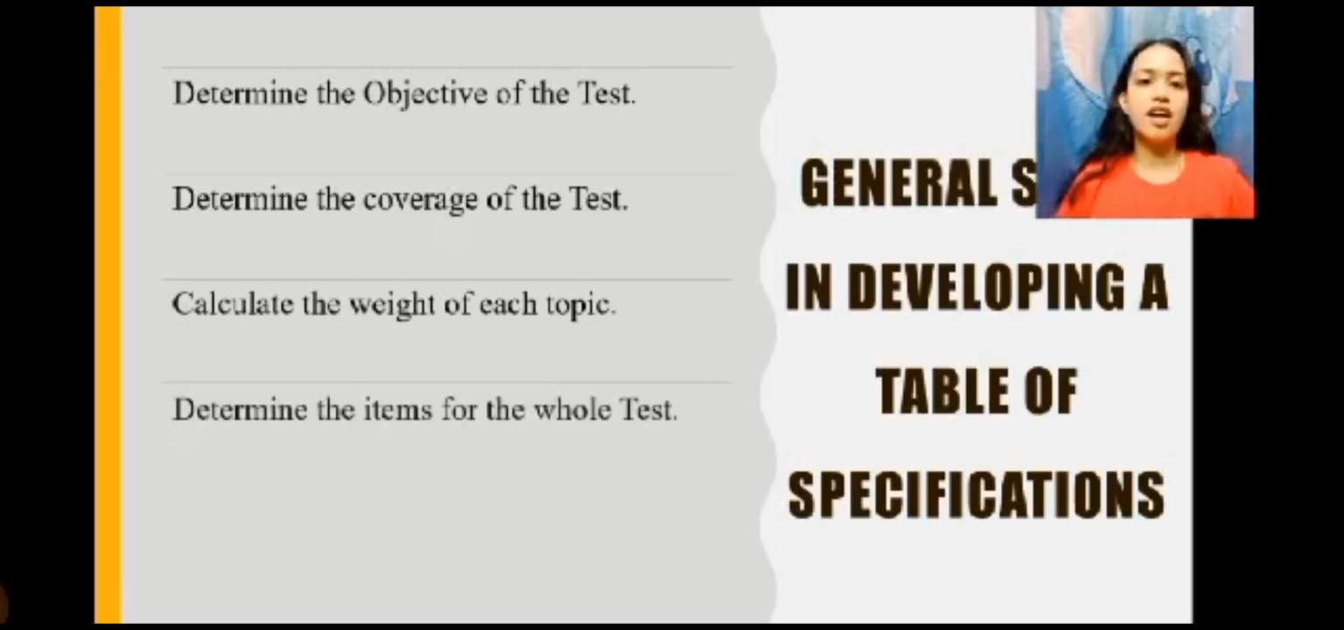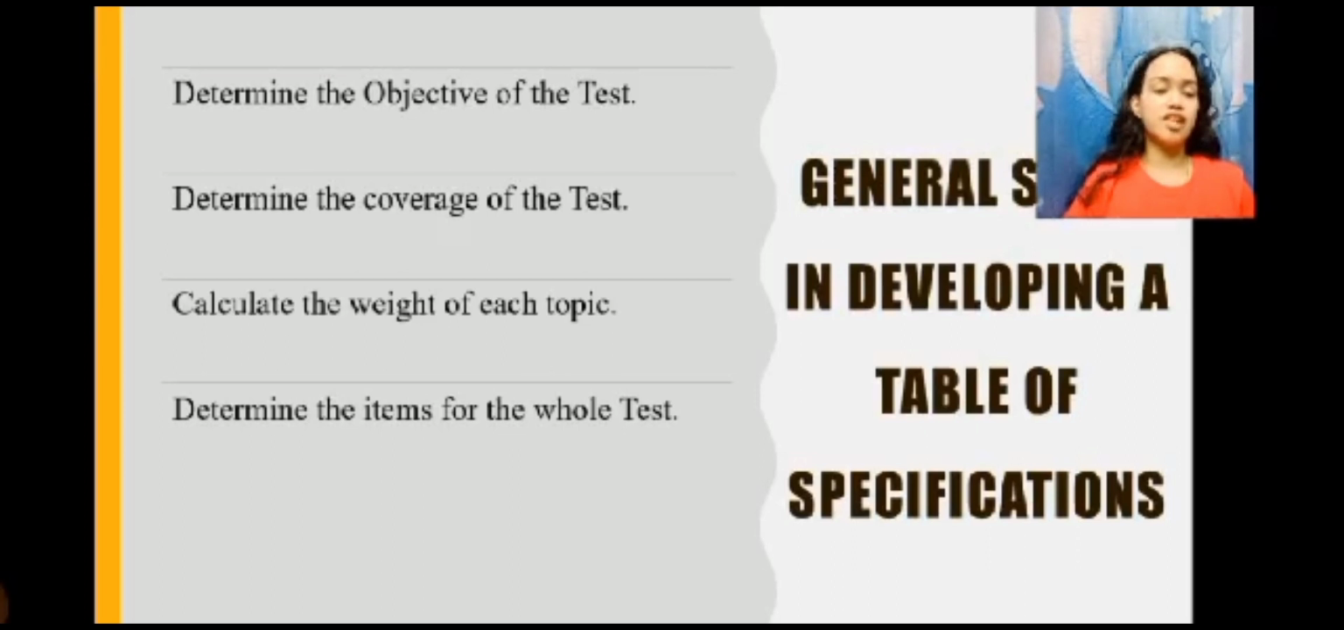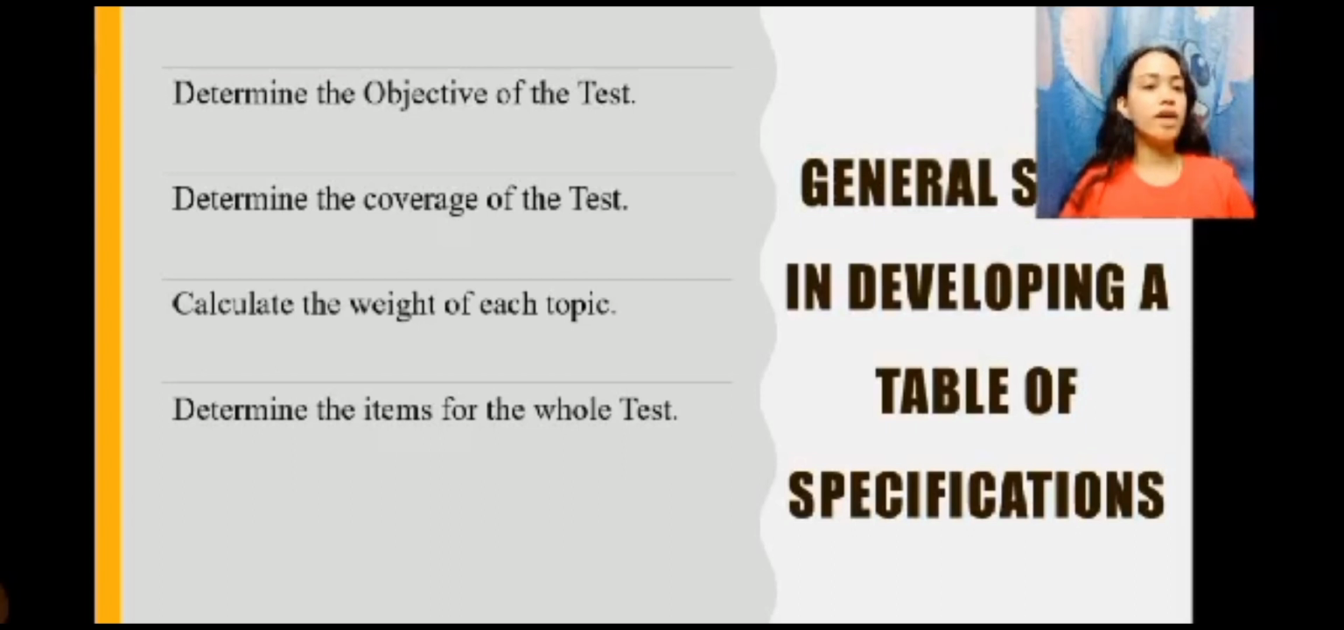Next is determine the test items for the whole test. The amount of time needed to answer the items is considered. As a general rule, students are given 30 to 60 seconds for each item in test formats with choices. For a 1 hour class, this means that the test should not exceed 60 items. However, because you also need to give time for test paper or booklet distribution and giving instructions, the number of items should be less. Maybe 50 items are good.